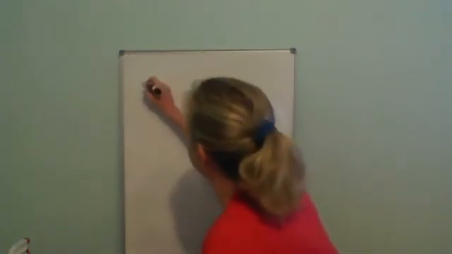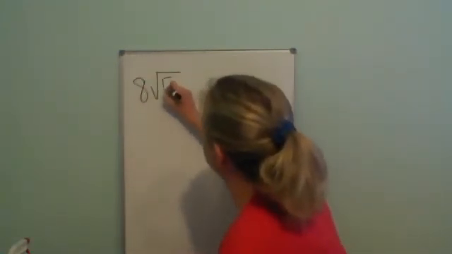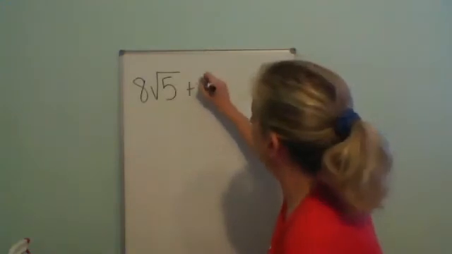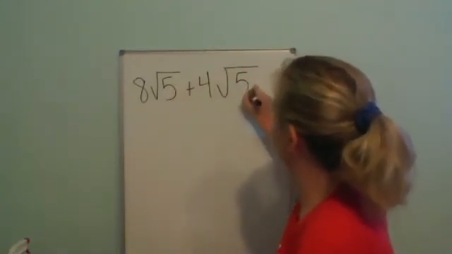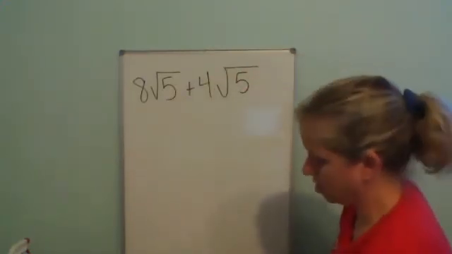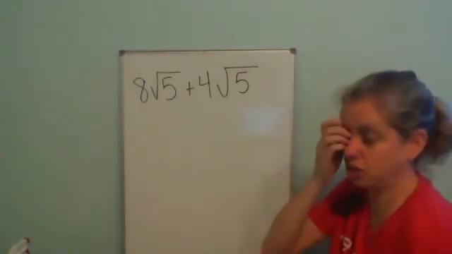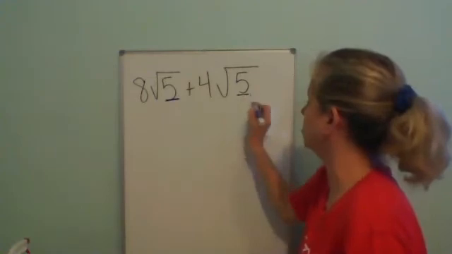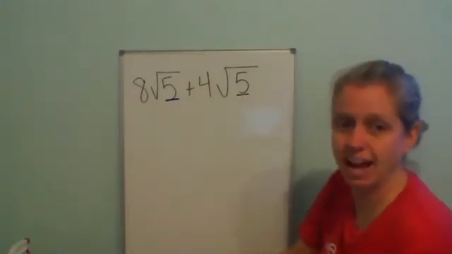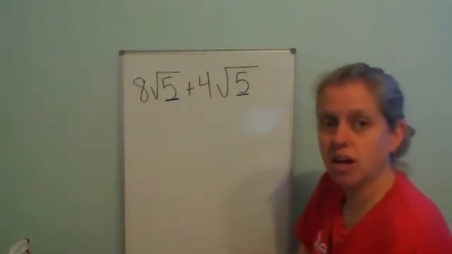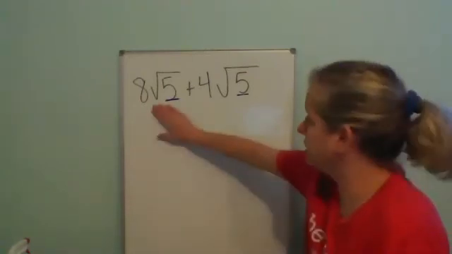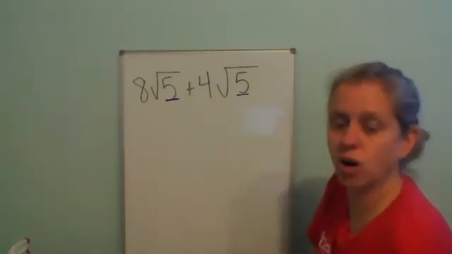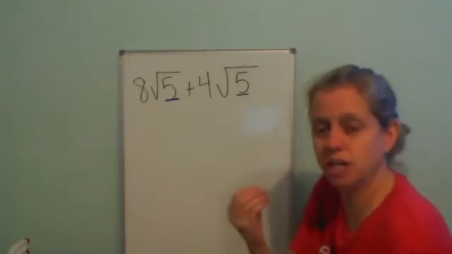All right, number 15. You're adding radicals this time. 8 square roots of 5 plus 4 square roots of 5. Now, when you are adding radicals, here's the first thing you're going to check for. Are your radicands, which are the numbers underneath the square root symbols, the same? If they are, that means that this term and this term are like terms. So you're just putting them together.